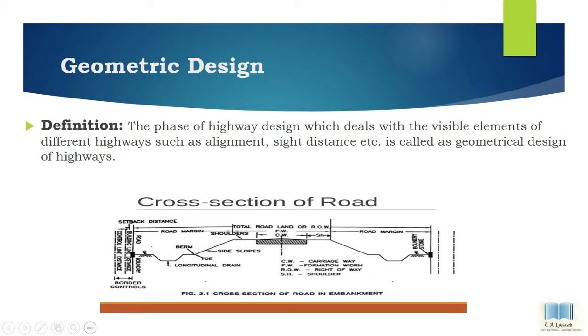before its construction. Okay, so this is the cross section of a road in which we can see the elements of highways, in which this is road margin, then this is total road land, then this is also road margin, shoulders, then this slope is called side slope, then this portion is called berm, and this portion is called longitudinal drain. So this diagram shows the cross section of road in embankment.